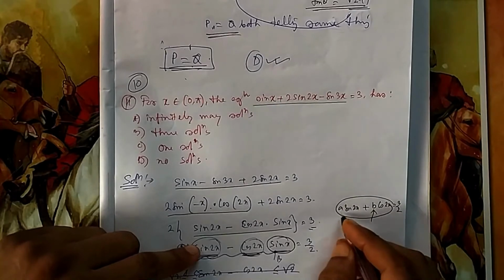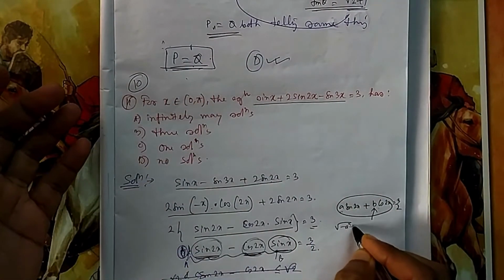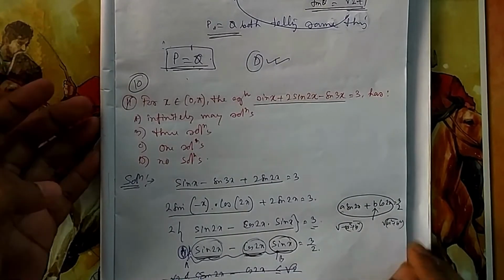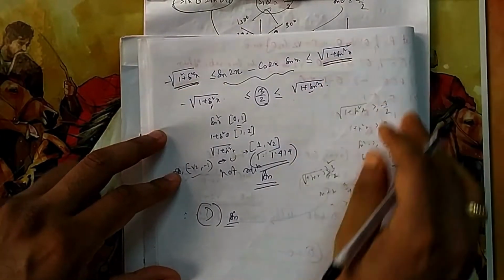Because I know the limit of this one. What is the limit of this one? Under root a square minus b square to... The left hand side limit I know, it is minus a square plus b square to plus a square plus b square. So let me take that limit. If I take this limit, left hand side is this, right hand side is this limit.